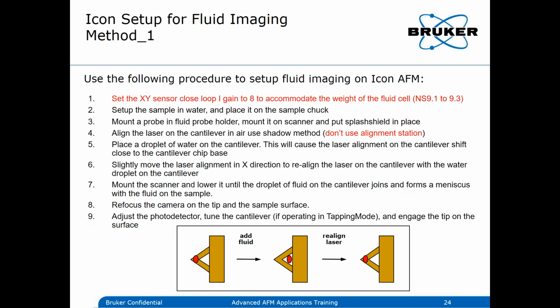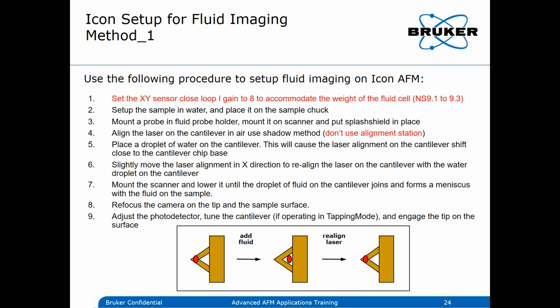Place a droplet of water on the cantilever, and then move the laser alignment in the X direction to realign the laser. So again, right hand side screw counterclockwise. Mount the scanner and lower it until the droplet of water joins and forms a meniscus with the sample. Refocus the camera, adjust the photodetector, tune the cantilever if you're in tapping mode, and engage on the tip surface.